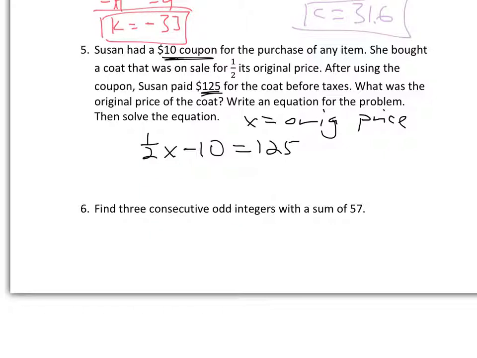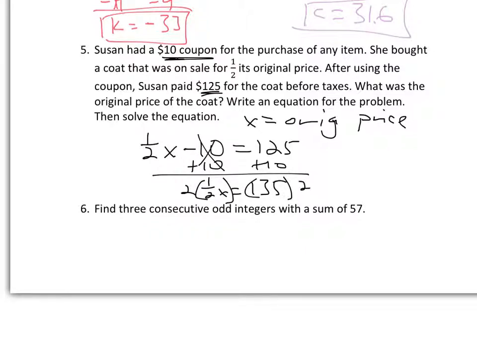Okay, so to solve this, we have to add $10 to both sides. So 1/2 X equals 135, and then multiply both sides by 2 to get rid of the 1/2. So X equals $270. That's the original price of the coat.